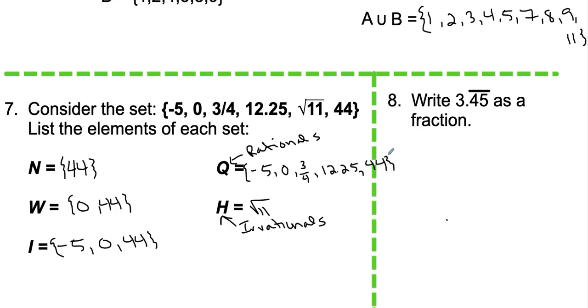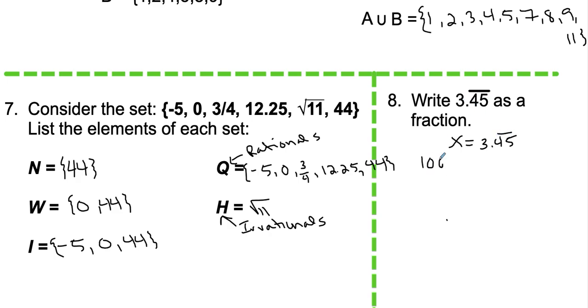Okay, and then number 8, write this as a fraction. So remember, we need to figure out how many decimal places are repeating. This is 2. We're repeating to the 100th place. Okay, for every repeating decimal place, we're going to multiply this by 10 when we're solving this out. So we write out the original, x equals 3.45 repeating, and then we write out the next one, which is 2 decimal places, so we're going to multiply this by 100.